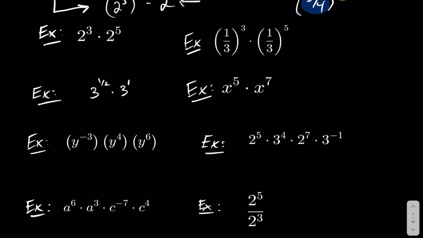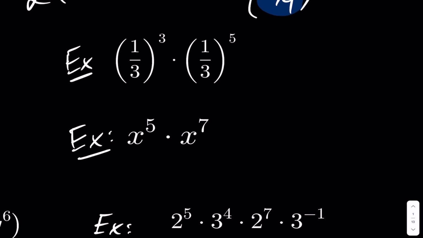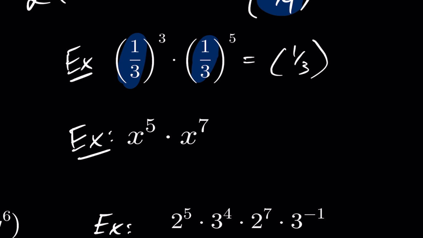All right, so for our first example here, this is a direct application. You can see here I'm multiplying with the same base. I can just go ahead and add the exponents. This becomes 2 to the power of 8, as discussed. And likewise for this example here, multiplying with the same base, I can keep that base. So in this case here, that base is 1/3. You're going to add the exponents, becomes the power of 8.